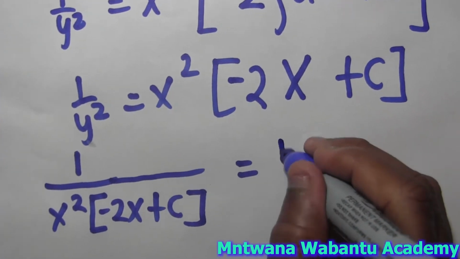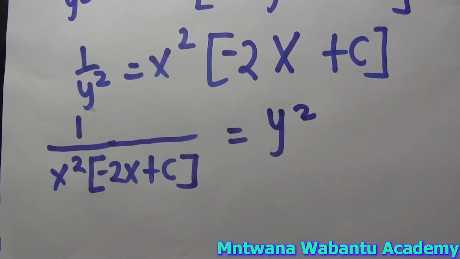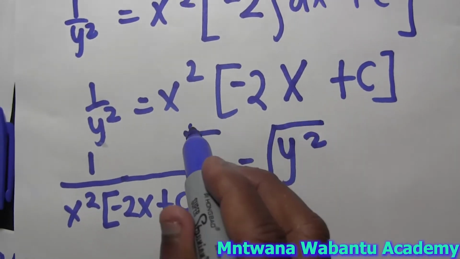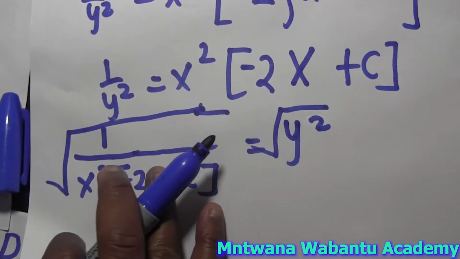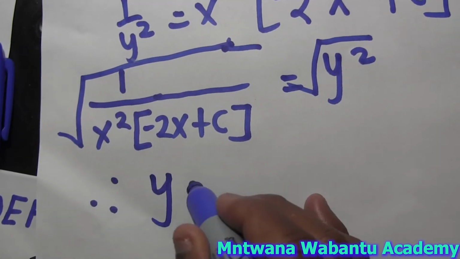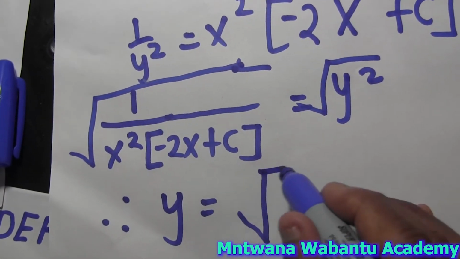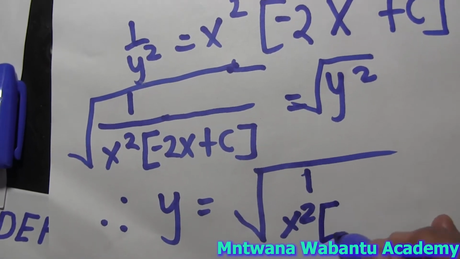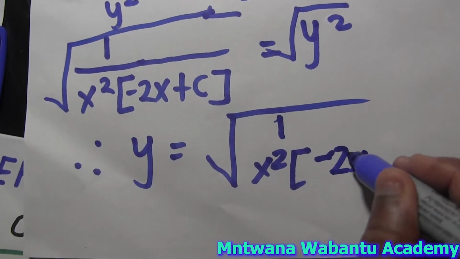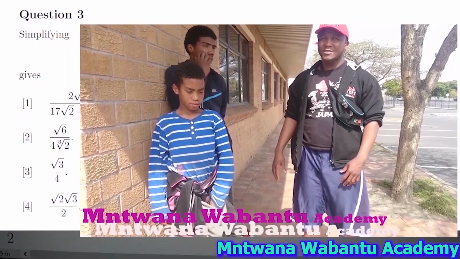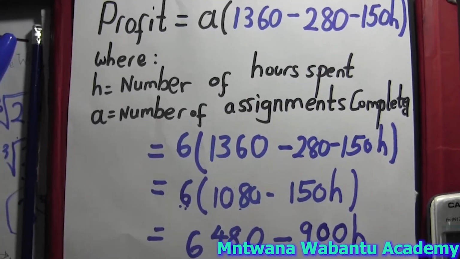equal to y squared. So what I'm going to do, square root throughout. So now square root here and square root on the left hand side too. So finally, y equal to square root of 1 over x squared negative 2x plus c. Thanks a lot. And it's easy like that, man. You know what I'm saying?